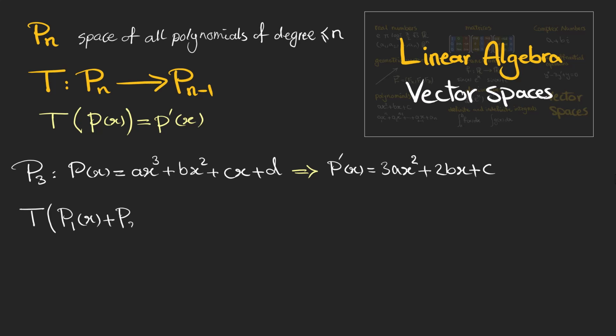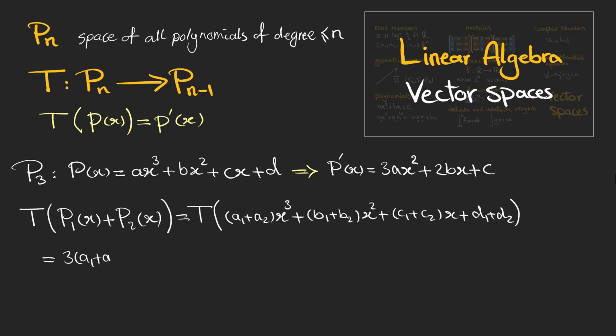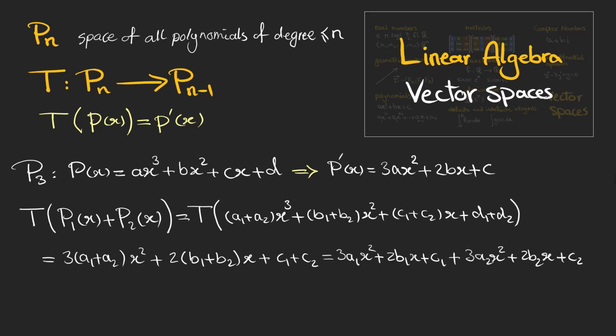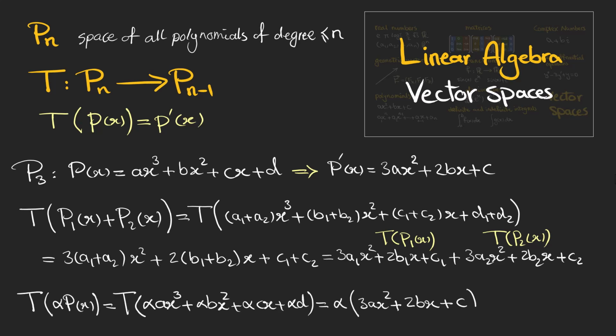So if we add two of these polynomials and then take the derivative, we get this expression that can be separated into the addition of these two expressions. They are simply the addition of transformed version of the polynomials. Also, if we multiply the polynomial with a real number and then take the derivative, it is exactly like taking the derivative and then multiplying it with the real number. So, derivative is also a linear transformation.